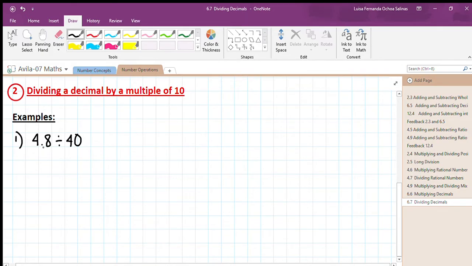So the first thing that I'm going to do is change this decimal that I have here into a fraction. How do I do that? I have 4 and 8/10, therefore I can write 48/10. Why is it divided by 10? Because I have a tenth here. Good. Then I'm going to write my second number also as a fraction. So I have 40/1.